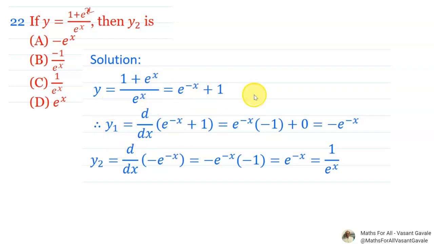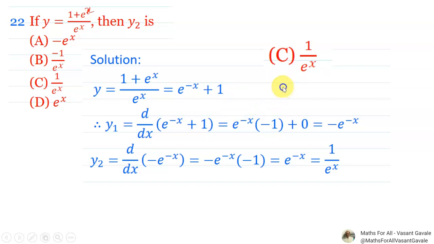Now differentiate this with respect to x. Therefore, you will get y1, d by dx of e raised to minus x plus 1. Derivative of e raised to minus x is e raised to minus x into derivative of minus x, which is minus 1, and derivative of 1 is 0. Overall, minus e raised to minus x. y2, d by dx of minus e raised to minus x. Again, the derivative of e raised to minus x is e raised to minus x into the derivative of minus x, which is minus. Minus minus becomes plus, that is equals to e raised to minus x, which is nothing but 1 upon e raised to x. And hence y2 is equals to 1 upon e raised to x. Therefore, option C is correct.